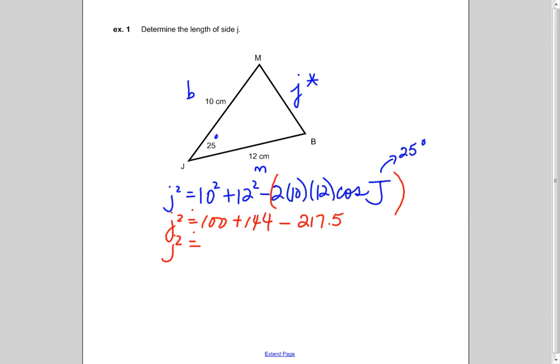J squared is 100 plus 144, take away 217.5 approximately, 26.5. To find the length of j, I'm going to take the square root, and I only need to consider the positive square root because it's a length. Side j is approximately equal to 5.1.